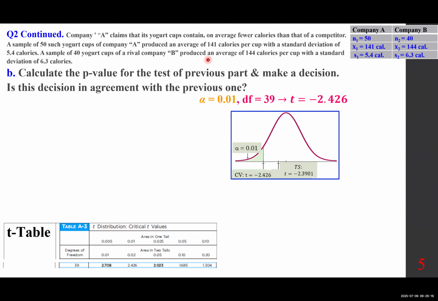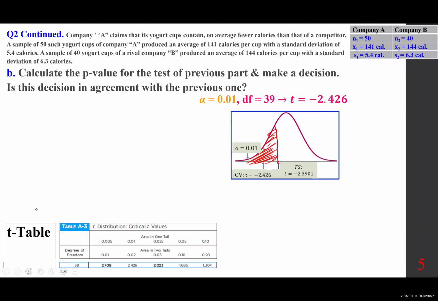So we are looking at the same question. We want to calculate the p-value for the test of the previous part, reminding everyone that it was a left tail test. So it is the area to the left of the test statistic. So this is your test statistic. So this is the area, the area to the left of that, and you use technology, table, and so on.